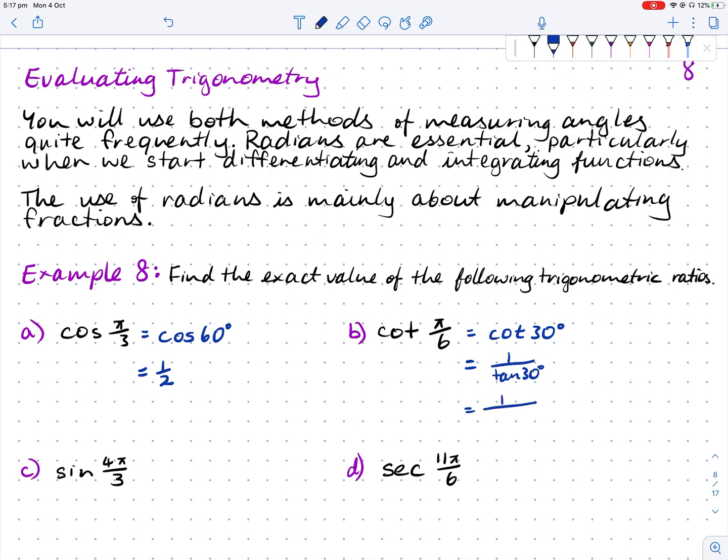Tan of 30, hopefully remember, is 1 over root 3. So we're dividing by a fraction. So then that's the same as saying 1 divided by 1 over root 3. So we flip the fraction over and multiply. So this value is going to be positive square root of 3.